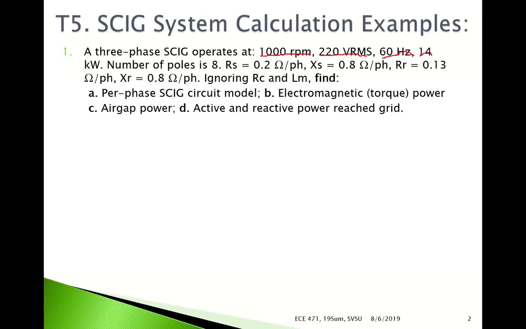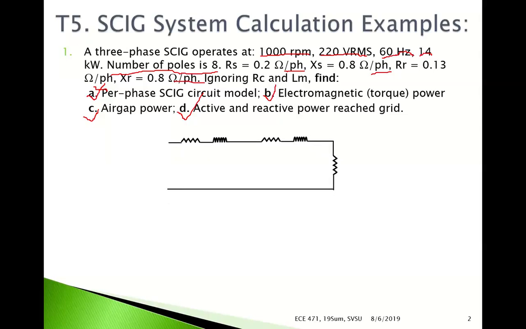Other information about the generator is also given: number of poles, 8, and per phase RS, XS, RR, and XR. Okay, ignoring RC and LM, we will try to find A, the per phase circuit model, B, the electromagnetic power, C, the air gap power, and the last, the grid received active and reactive power. So let's start. The first thing is to get the per phase circuit model.